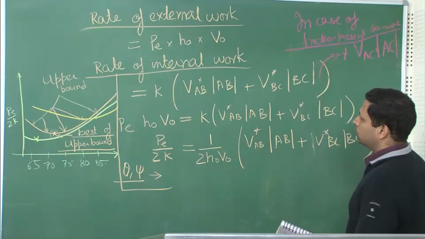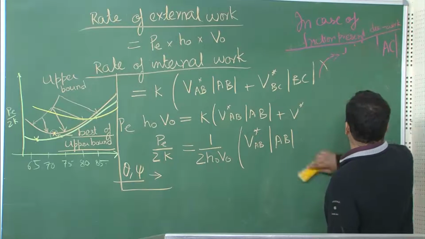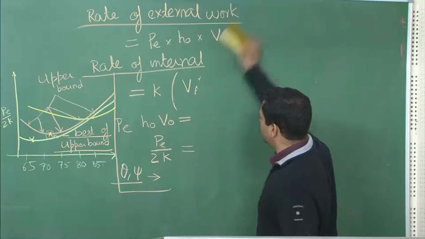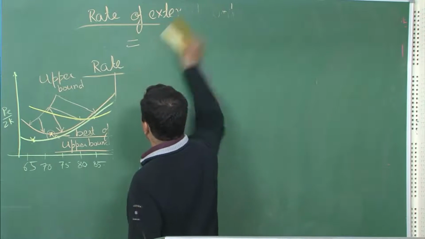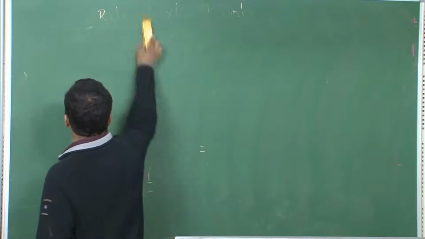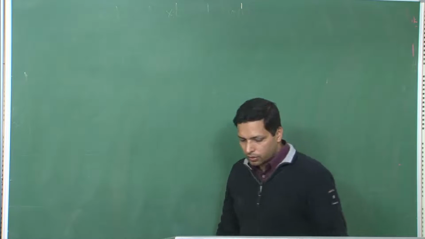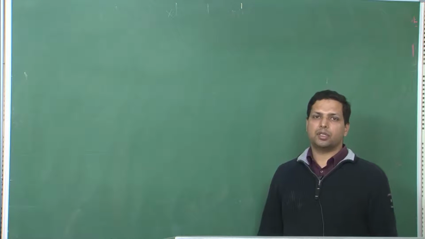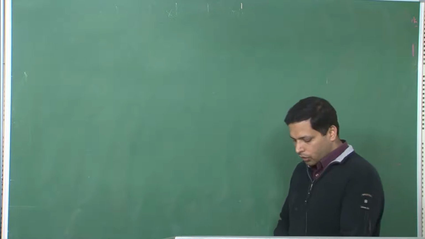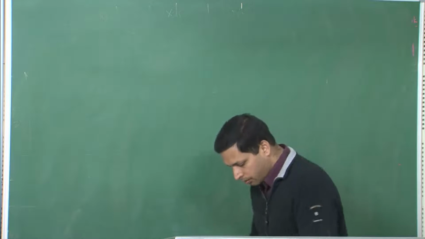Now, let us move on to still another example. This one will also give us some idea about the indentation relation of hardness to yield strength. You must have seen that hardness value is given as 3 times the yield strength, or yield strength is given as 1/3 of the hardness value. So, where does that come from? You would be able to see from this example.